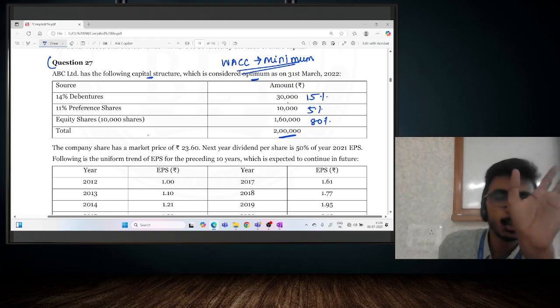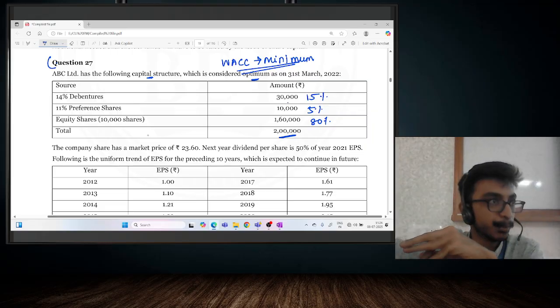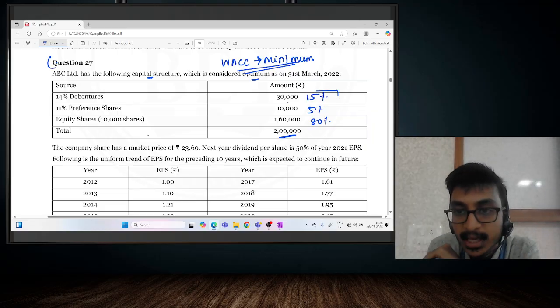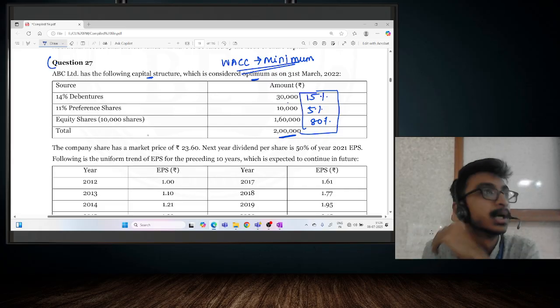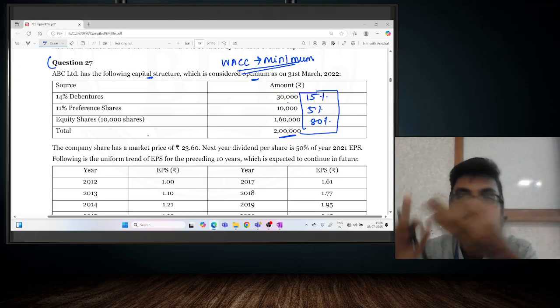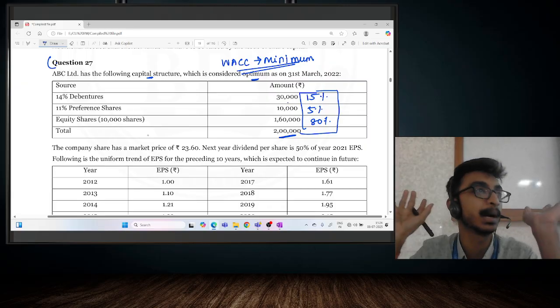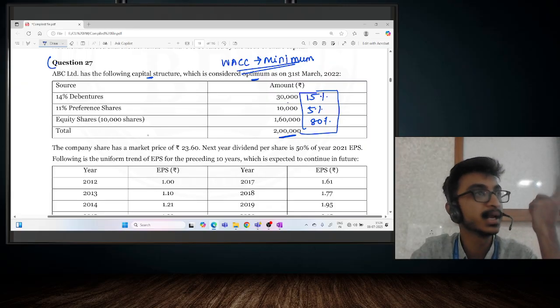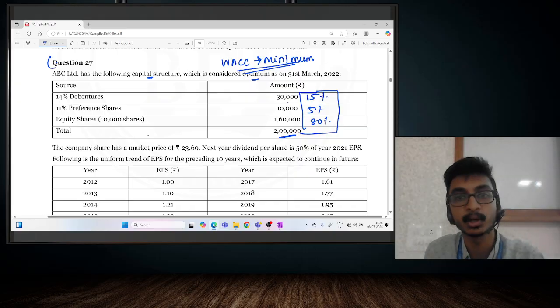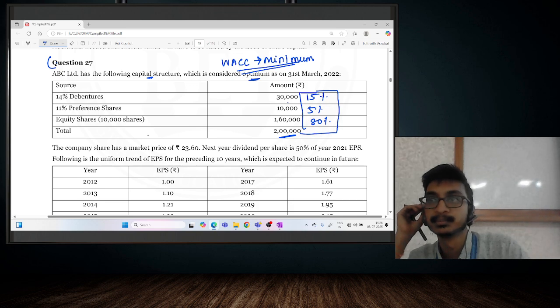So what is important to understand is, even if the firm is raising additional capital, they are not going to change this proportion. This proportion of 80% equity, 5% preference, 15% debentures will be maintained at all levels of capital. It is an assumption. Clear? Any doubt why we are making the assumption? Because in the question it is mentioned that the capital structure is optimum. Right? Clear?